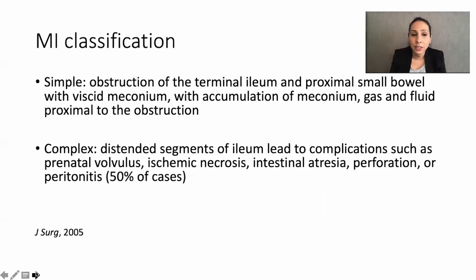MI is classified as simple and complex. Simple MI is obstruction of the terminal ileum and the proximal small bowel with this viscid meconium that we discussed, with an accumulation of meconium gas and fluid proximal to that site of obstruction. Complex MI involves distended segments of ileum, which lead to complications such as prenatal volvulus, ischemic necrosis, atresia, perforation, or peritonitis. Complex meconium ileus is classified as 50% of cases.